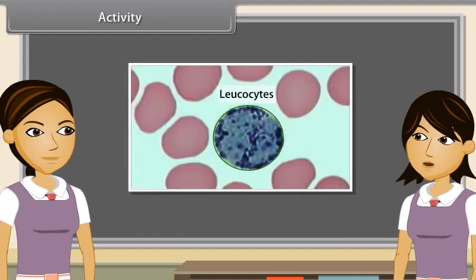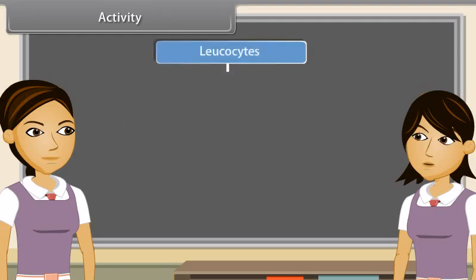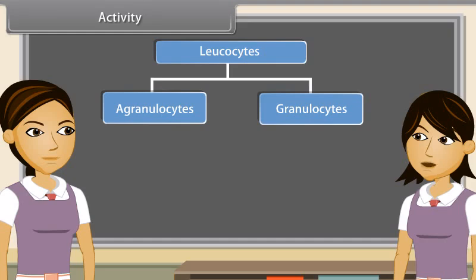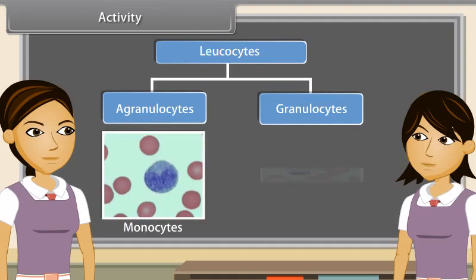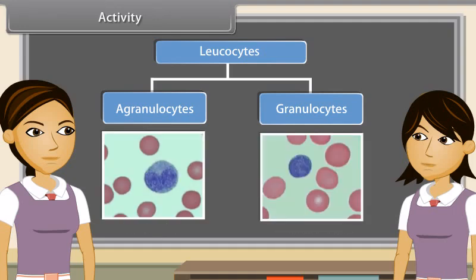Leukocytes are amoeboid, nucleated and whitish. They are larger in size but less in number. They are of two types: agranulocytes without granules and with a non-lobed nucleus. These are of two types, monocytes and lymphocytes.